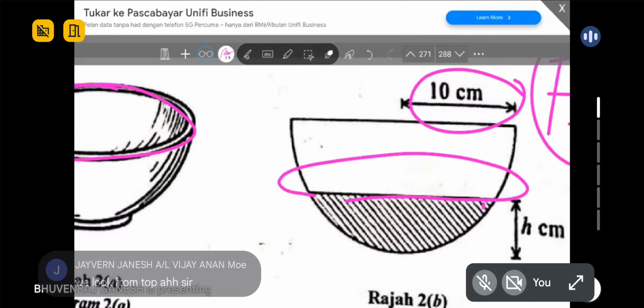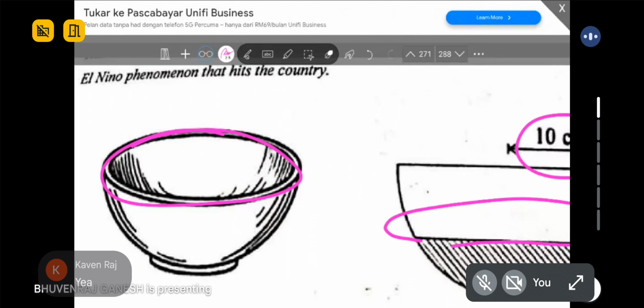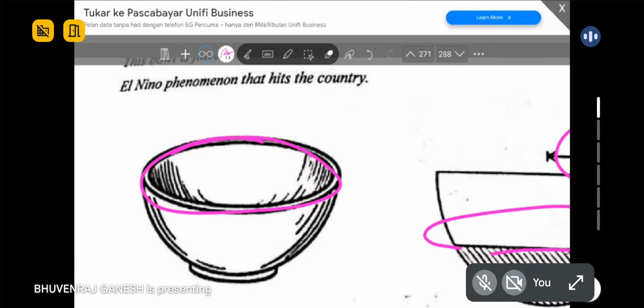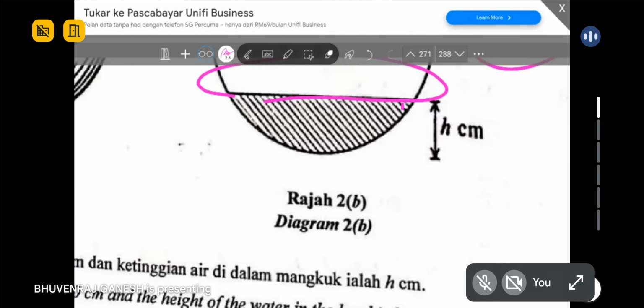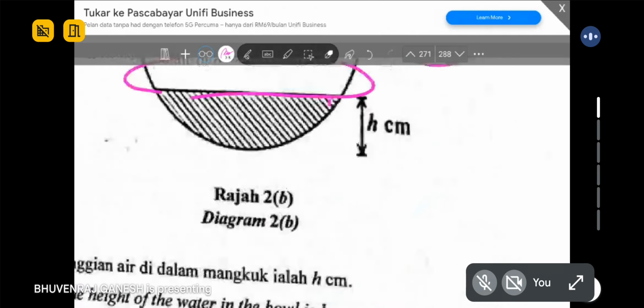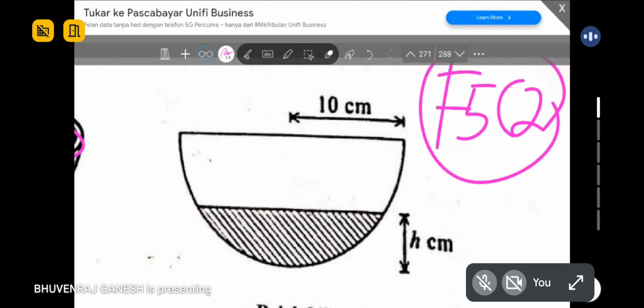You must look from the top. Plan. You learn plan and elevation, right? This is the plan. The plan is a circle. Am I right? When you see from the top, you see a circle. Correct? So for a circle, you have to use the circle formula. A equals pi r square. Right?